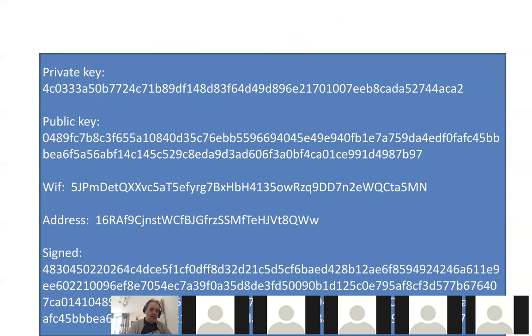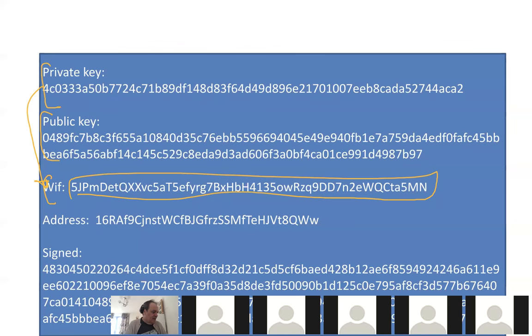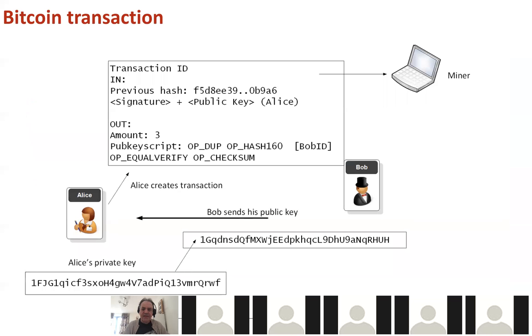Okay, if we look at a wallet, there's the private key, there's the public key value, there's the value that's in base 58 that we store in the wallet, and there's the address. And whenever we sign for a transaction, we will see a value like that, and that will prove that the person has signed the transaction.